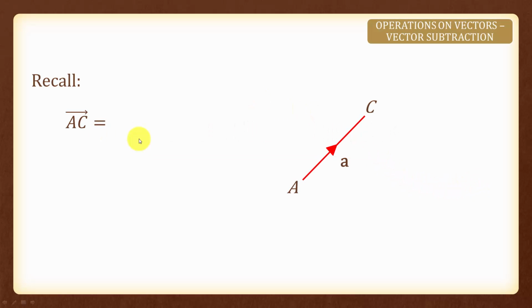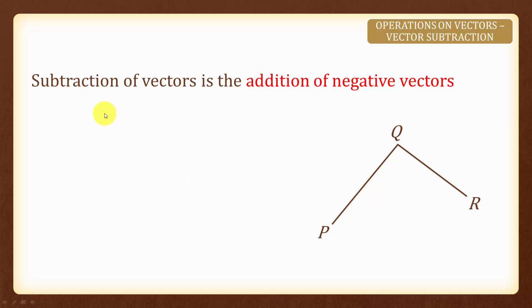Now let's look at vector subtraction. First, we recall that vector AC is equal to the negative vector of CA, and these two vectors are opposite vectors. Likewise, vector CA is equal to negative vector AC. Subtraction of vectors is simply the addition of negative vectors. Vector PQ minus vector RQ is the same as writing vector PQ plus negative vector RQ, because positive multiplied by negative will give us negative. And so, subtracting vectors is the same as the addition of negative vectors.